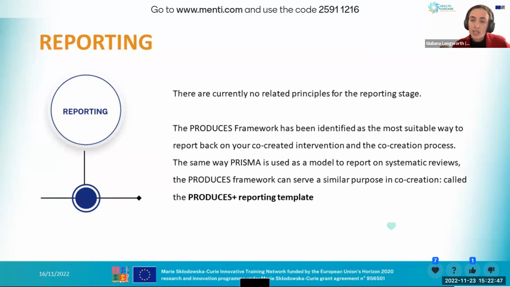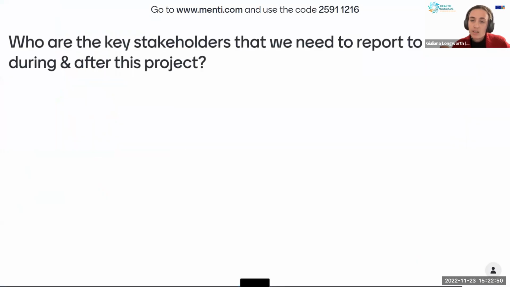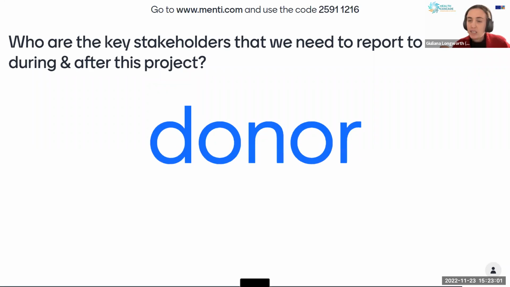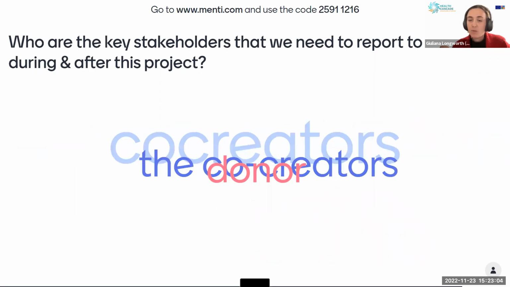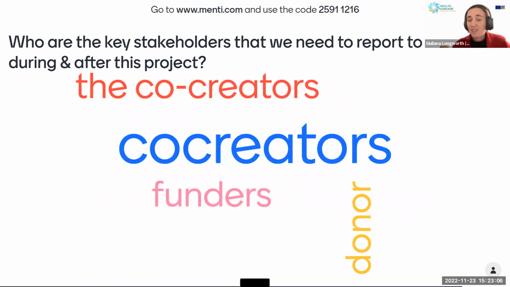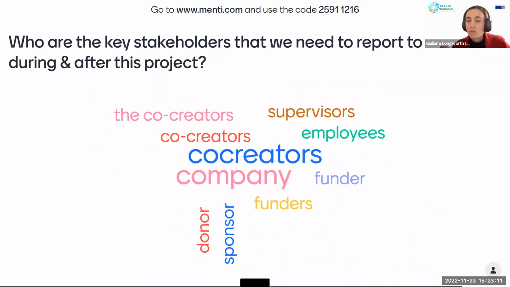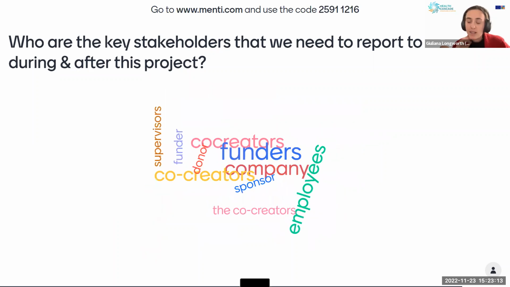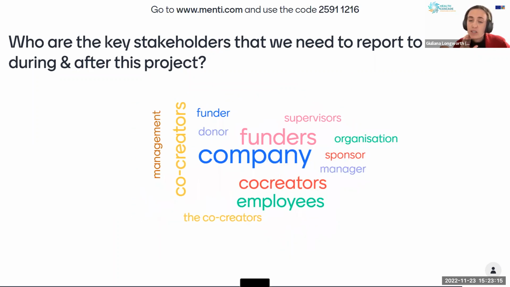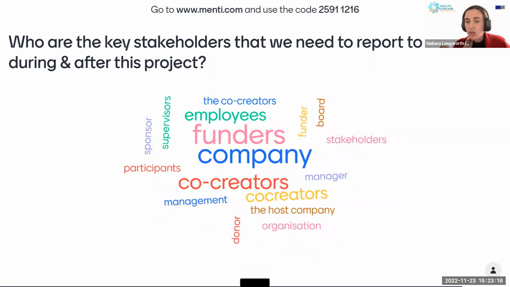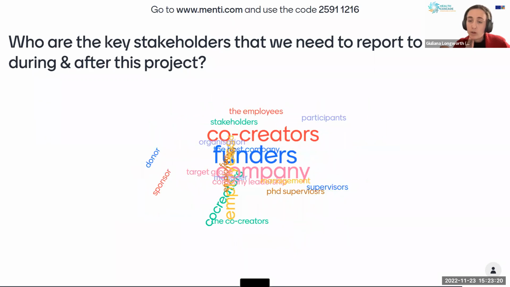What we wanted to ask you is, who are the key stakeholders that we need to report to during and after this project? This is an open question, so we invite you to add as many stakeholders as you think we should report back to. There are many. We also wanted to leave this question broad, as it will depend on the project itself and on the nature of the process of the project. Definitely important to report.